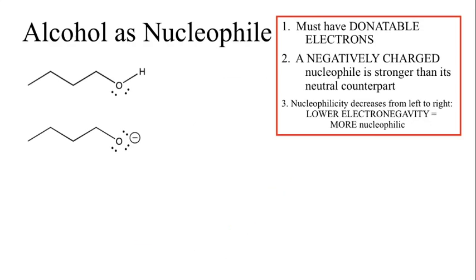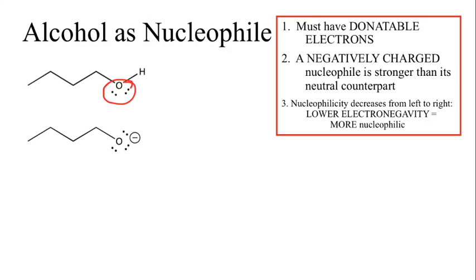Okay, well, first we'll address why we do this. If we want the alcohol to act as a nucleophile in a reaction, it has to have donatable electrons. So in our standard alcoholic state, we do have nucleophilic electrons, and so those could react as a nucleophile, but they aren't. It's not the greatest nucleophile.